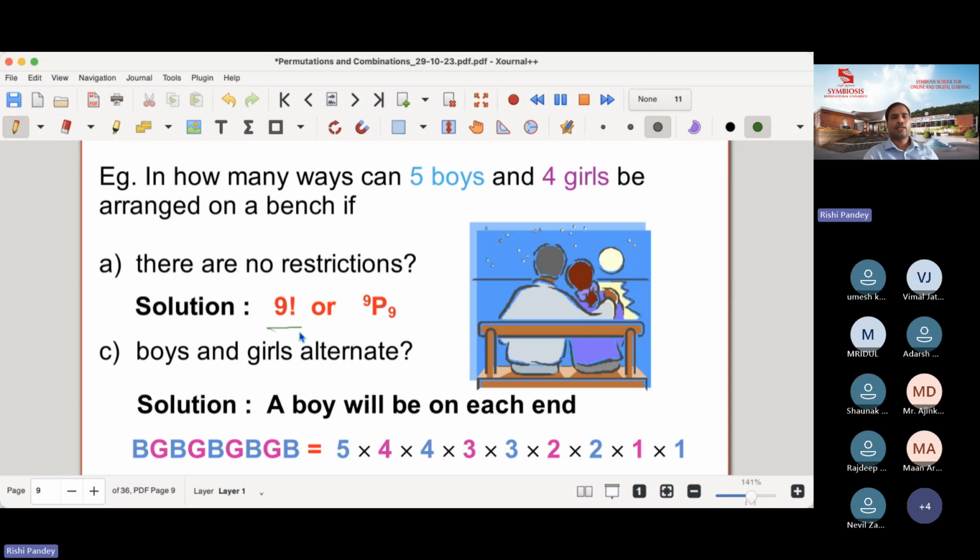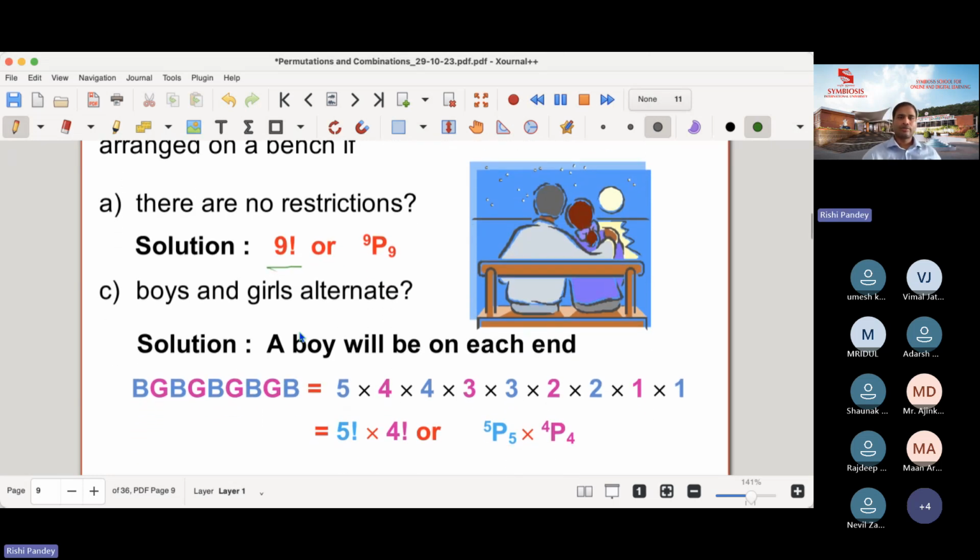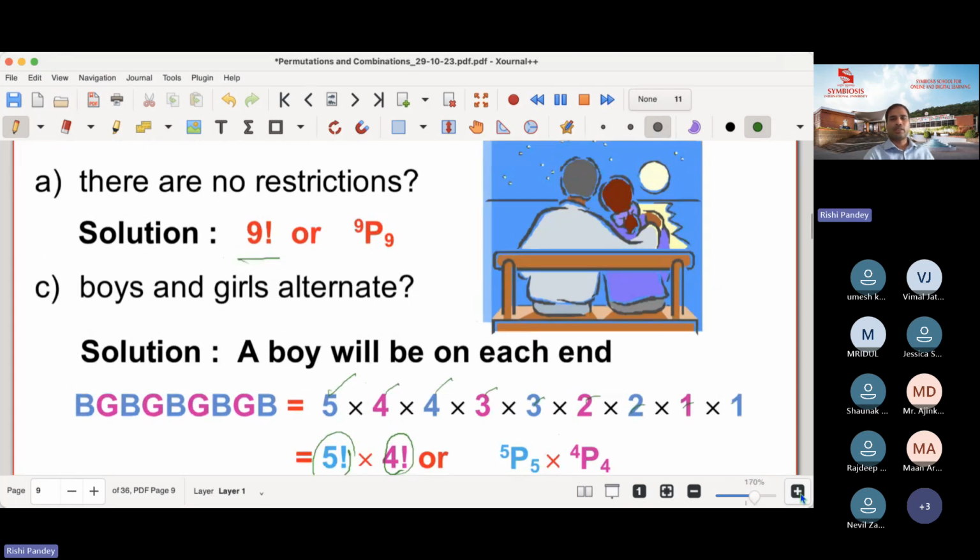Okay. Now next one. Boys and girls are alternate. So the concept is, boys and girls alternate means the first position is occupied by a boy, then a girl, then a boy, then a girl, then a boy, girl, like that. So boys are factorial 5 and girls are factorial 4. So we will write it this way. Is it clear? Yes, sir.